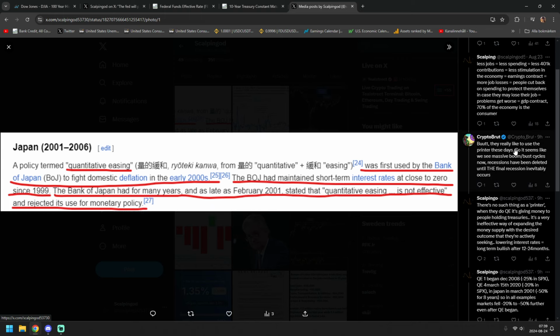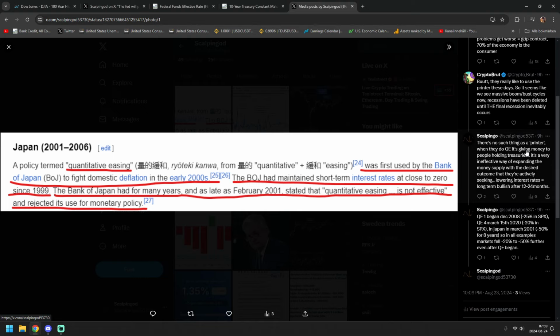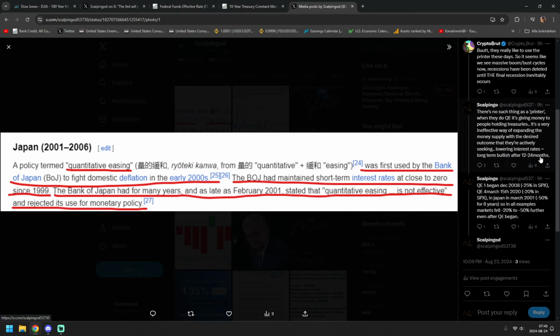This guy says, but they really like to use the printer these days. So it seems like we see massive boom-bust cycles now. Recessions have been deleted until the final recession actually occurs. I said there's no such thing as the printer. When they do QE, it's giving money to the people owning treasuries. It's a very ineffective way to expand the money supply with the desired outcome they're actively seeking, which is stimulation in the economy. Lowering interest rates, because again, that normally goes towards purchasing assets, equals long-term bullish after 12 to 24 months.